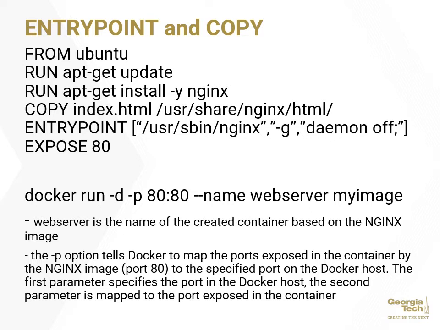And then we are going to run this Docker file using this docker run command, which is actually a little more complex than the one that we saw earlier. The -p 80:80 tells the Docker to map the ports exposed in the container to the specified port on the Docker host. The first parameter specifies the port in the Docker host, and the second parameter is mapped to the port exposed in the container. And web server is the name of the created container based on the nginx image, and my image is the name of the image that we have actually created.